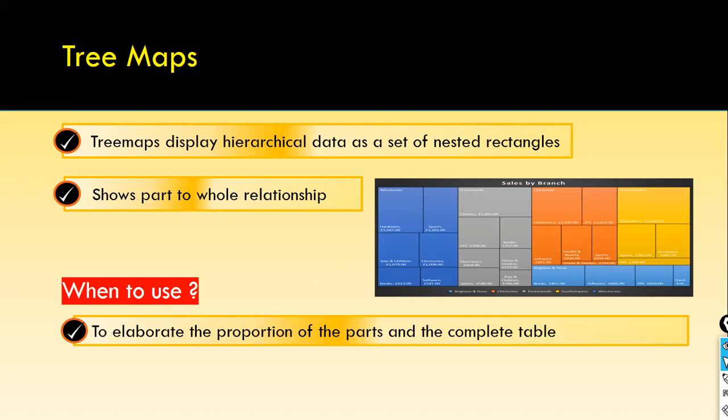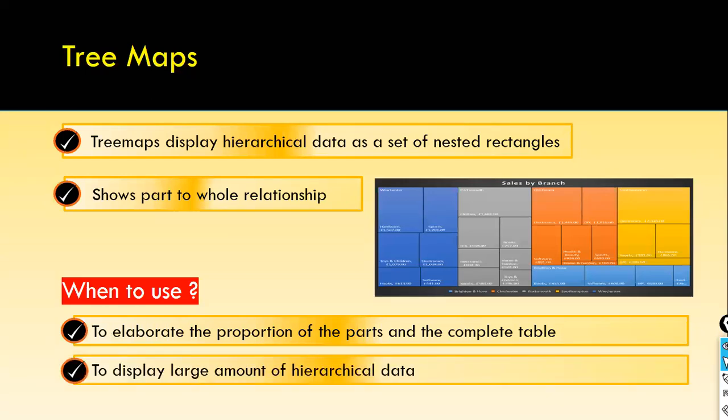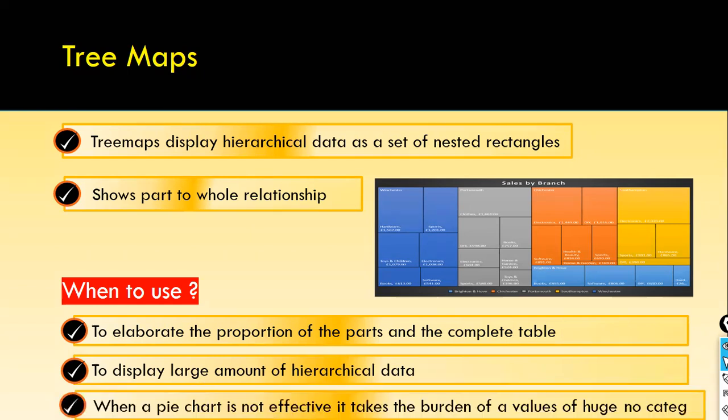When should I use tree maps? If you want to view the proportion of the parts compared to the whole, then you can go for tree maps to display a large amount of hierarchical data. And when a pie chart is not effective, it takes the burden of a huge number of categories. As I told you, the flip side of a pie or donut chart is that if you have too many categories in a column, it will be too cluttered. In that kind of situation, you can go for a tree map.